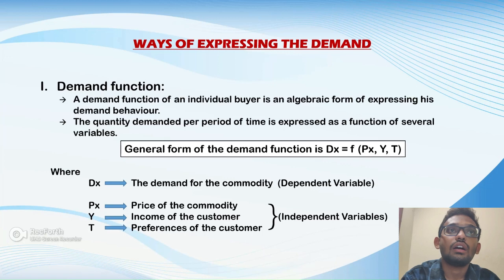Let's see the different ways of expressing the demand. Demand function. Demand function of an individual buyer is an algebraic form of expressing his demand behavior. The quantity demand per period of time is expressed as function of several variables. This is the generalized equation of demand function. Dx = f(px, y, t). In this equation, Dx refers to the demand for the commodity, px refers to the price of the commodity, y refers to the income of the customer, and finally t refers to the time.